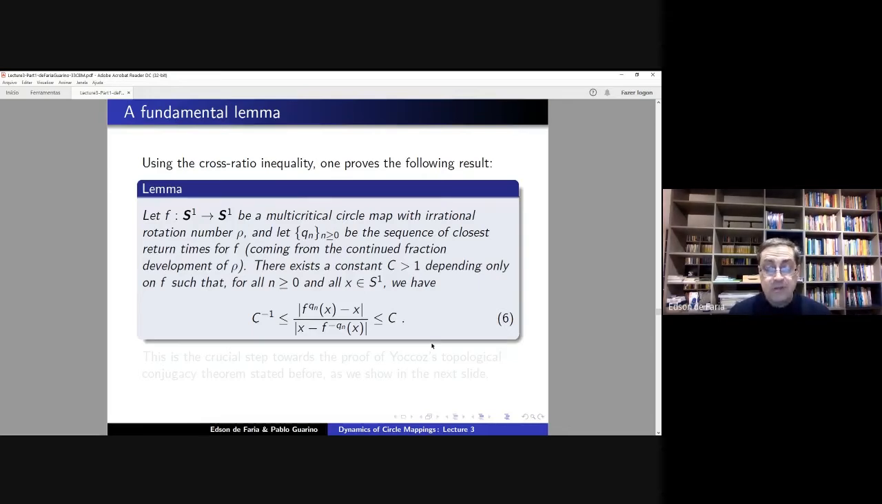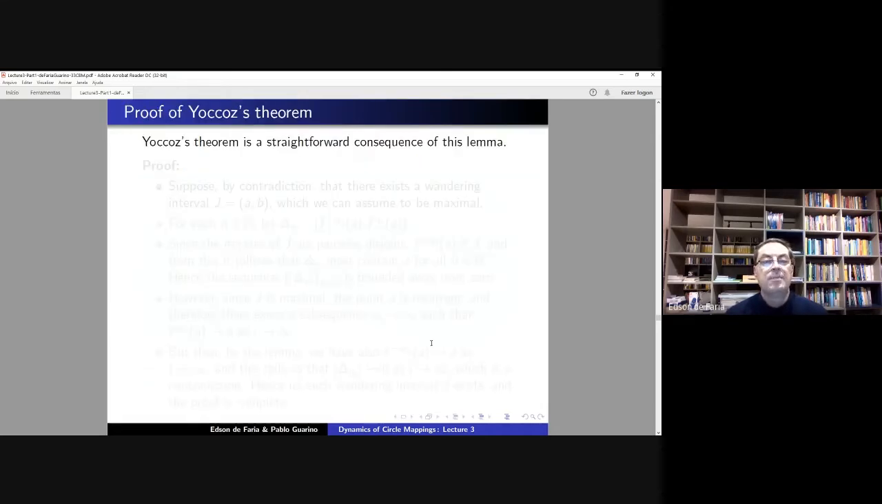So this is a nice fact which is extremely important. It's a fundamental fact about circle maps, especially multi-critical circle maps. This is the crucial step in the proof of Yoccoz's theorem. And in fact, I'm going to give you the proof of Yoccoz's theorem now using this lemma. It's really straightforward. So the proof would go like this.